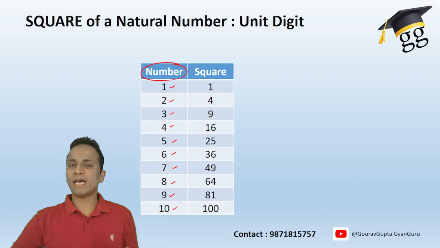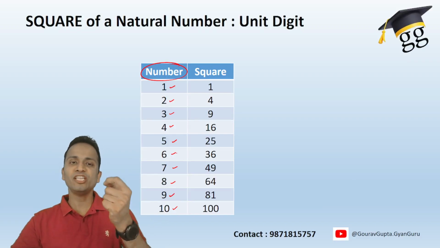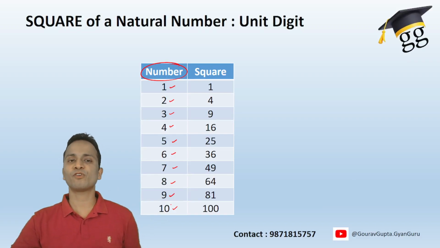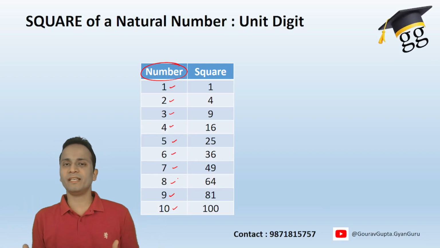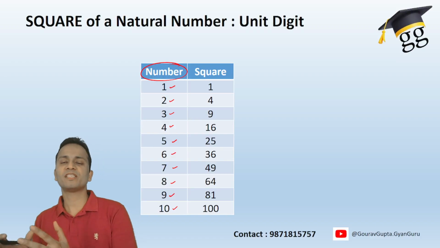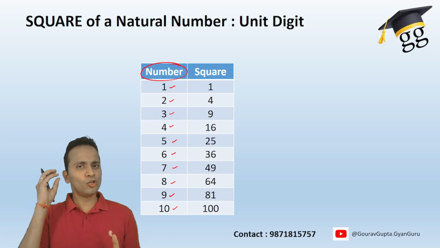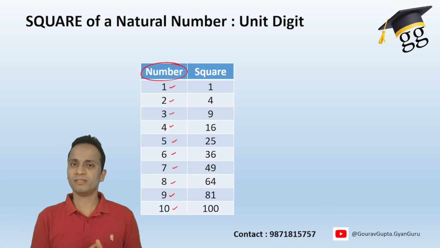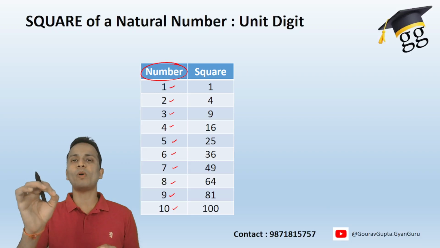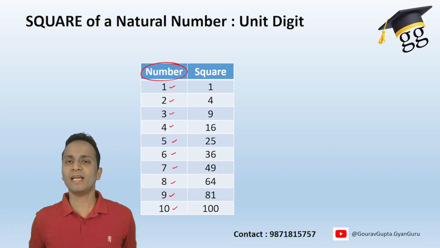So I'm talking about a natural number. It will end with any of these digits starting from 0 up till 9. If I take numbers beyond 10, that is 11, 12, 13, 14, and look at the unit digit of these numbers, these unit digits will be repeated, right? So any natural number will end with 0, 1, 2, 3, 4 up till 9.